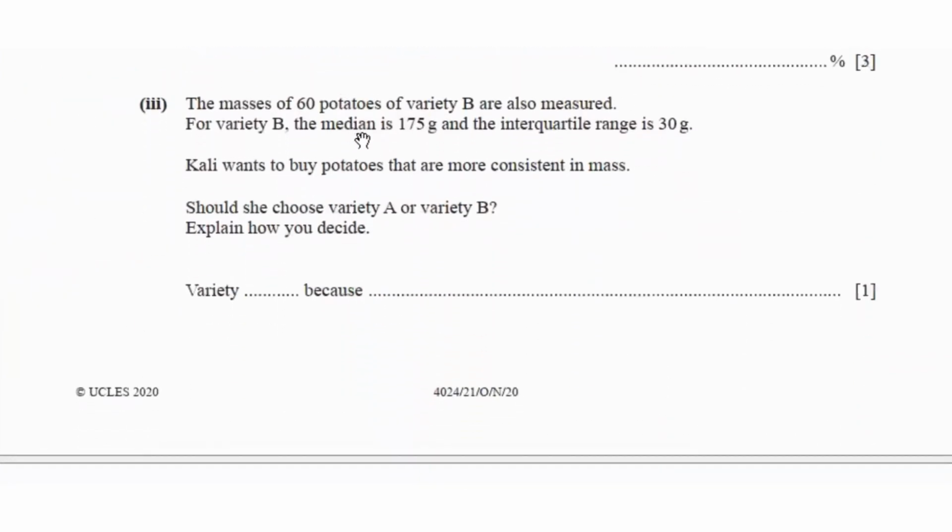The masses of 60 potatoes of variety B are also measured. For variety B, the median is 175 grams and the interquartile range is 30 grams. Callie wants to buy potatoes that are more consistent in mass. Should she choose variety A or variety B? Explain how you decide. So she should choose variety B. Why? Because the interquartile range is smaller for variety B. Your consistency is linked with the interquartile range.